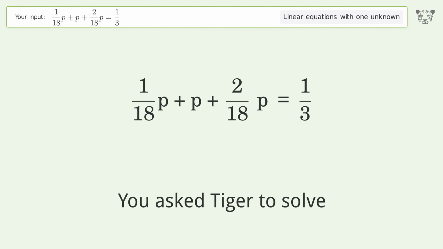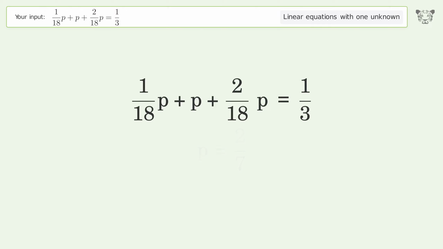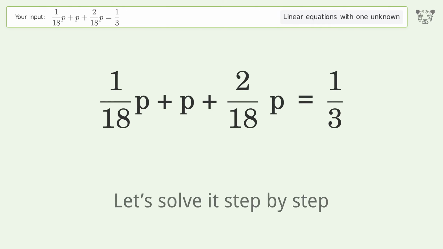You ask Tiger to solve. This deals with linear equations with one unknown. The final result is p equals 2/7. Let's solve it step by step.